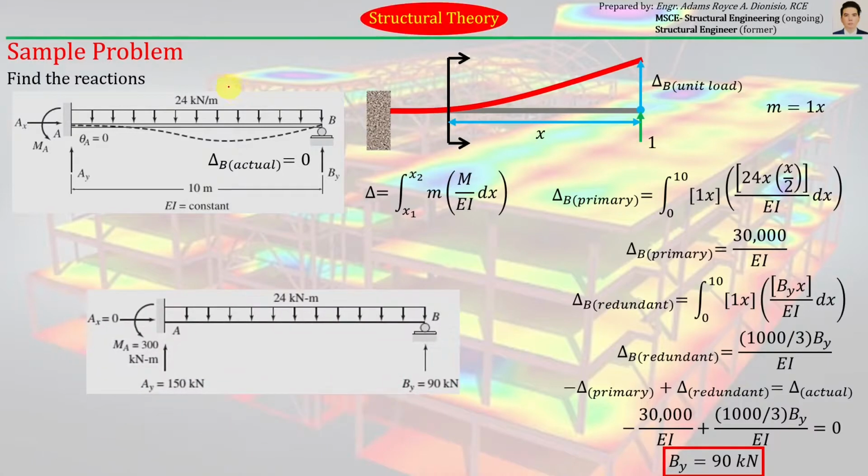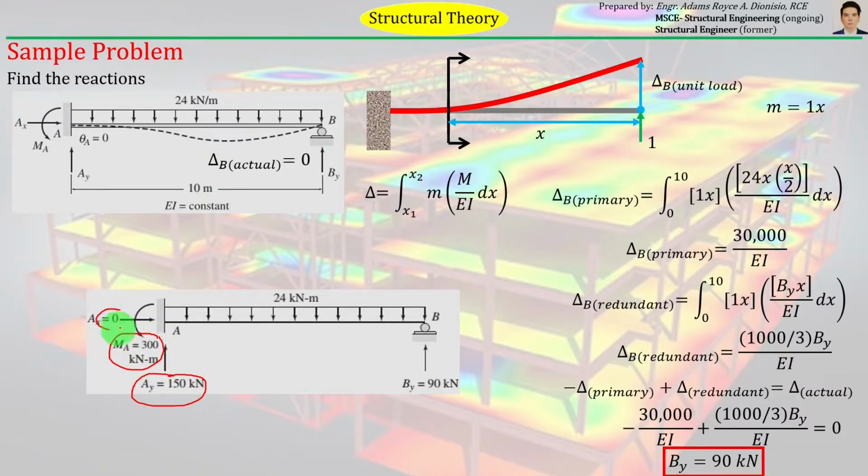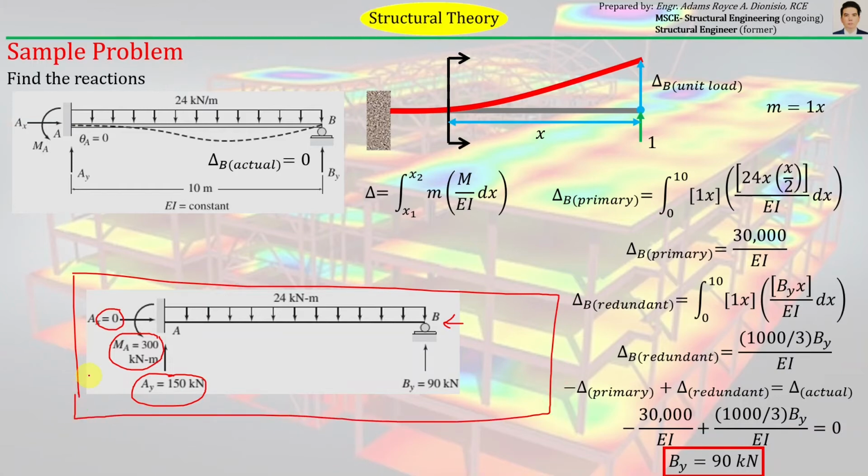If you solve for all of the unknowns here, you can easily see that the vertical reaction at joint A is equal to 150. The moment is 300. Ax is just equal to 0, which is obvious, because there is no horizontal applied force here to be resisted by the horizontal component of the fixed support. Okay, so basically, this is the final answer for this particular problem.